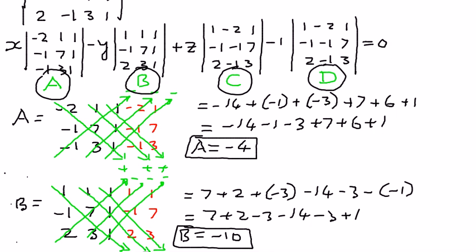So for A, we have a negative 4. For B, we have a negative 10. For C, we have a negative 3. And for D, we have a negative 27. And if we were to put all of that together, this is how it's going to look like.